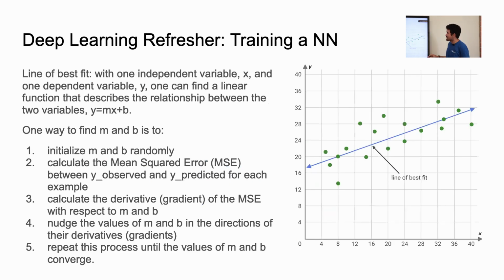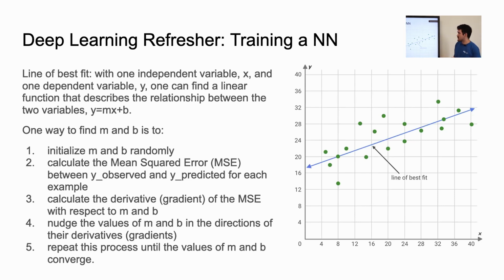And when training a neural network, I like to think, apologies for this, just absolute word vomit on here, but I like to think of the example of finding a line of best fit. So if you have all this observed data, independent and dependent variables, you can find a linear function that describes the relationship between these two variables, y equals mx plus b. And this is actually not how you find a line of best fit, because this can be solved exactly.